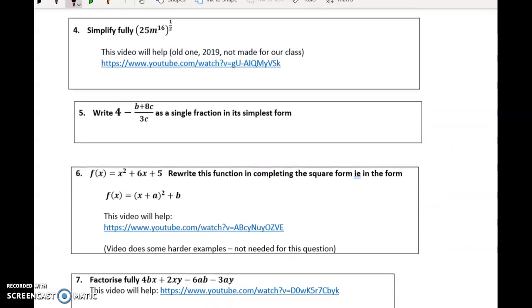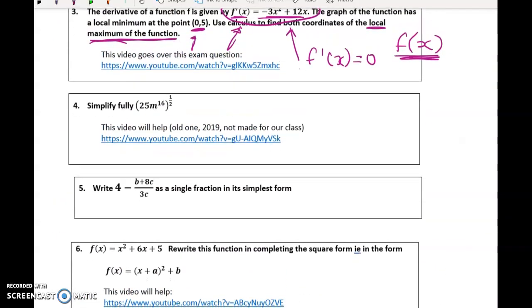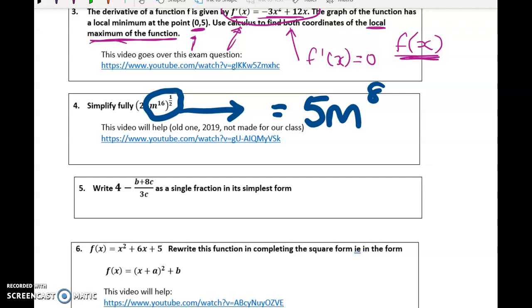Okay, on to a couple of easier ones. We'll do some algebra ones now. So this simplifying one, I'm just going to do here. So this equals 25 to the power of 1/2, which is the square root of 25. And then all I have to do here is multiply my powers together. So it's 5m to the power of 8. Right, so for once there's a question that you don't need to show any more working for than that. Right, so that's a U question.